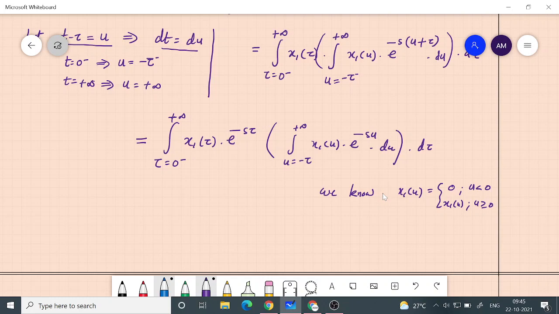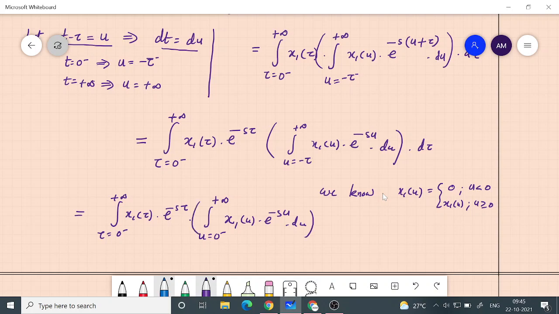Okay, so let me rewrite it. Tau going from 0 minus to plus infinity, x1 of tau into e raised to minus s tau into this bracket. I can again put this as 0 minus. So 0 minus, I am bringing it back. The reason is that x1 of u is 0 for u less than 0, so we don't need to integrate. I am assuming tau as positive. So I don't need to integrate from negative values of time. I can start from 0 minus because that is where it matters. So this is x1 of u e raised to minus su du.